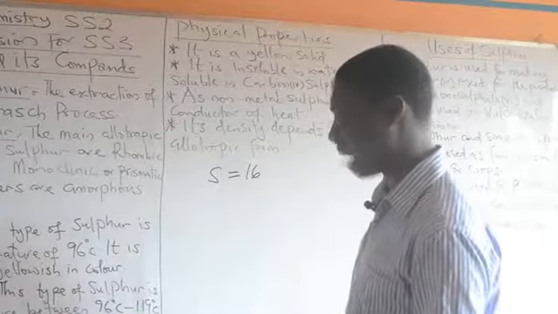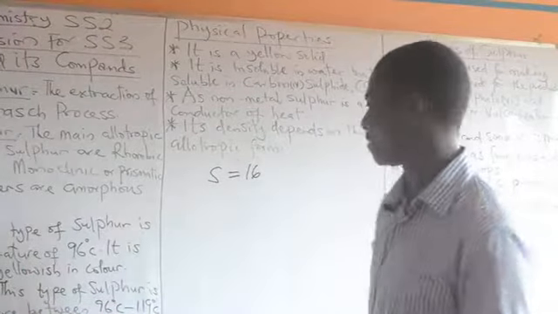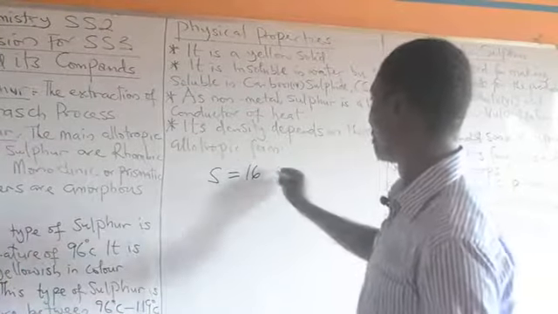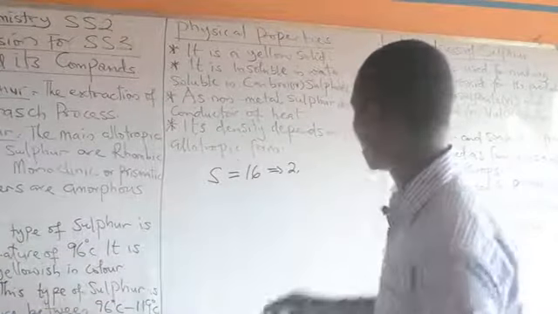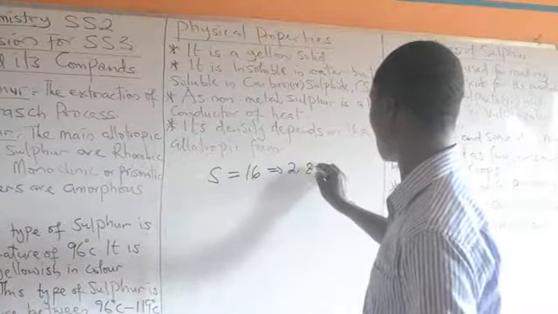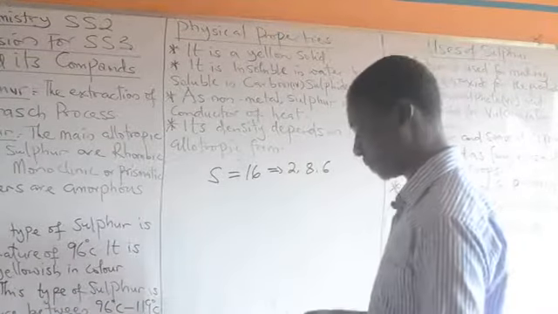Now, how do we distribute these electrons into the various shells of an atom of sulfur? We know that the first shell begins with 2. The second shell will take 8. And the last shell will take 6.